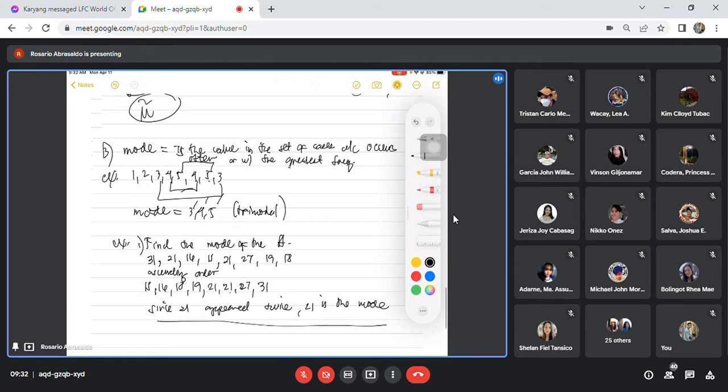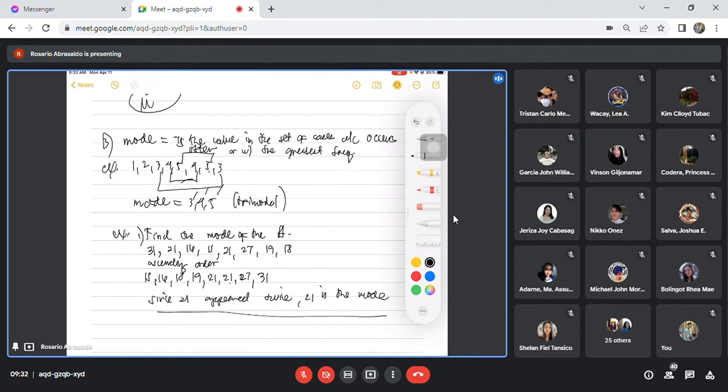Find the mode of the following: 31, 21, 16, 15, 21, 27, 19, and 18. We are going to arrange this data in ascending order, starting from the smallest value. Since ang 21 appeared twice, then 21 is the mode, and it is a unimodal. Usa ra ka number appeared twice. So 21 is the mode. Sayon ra siya i-identify, no?